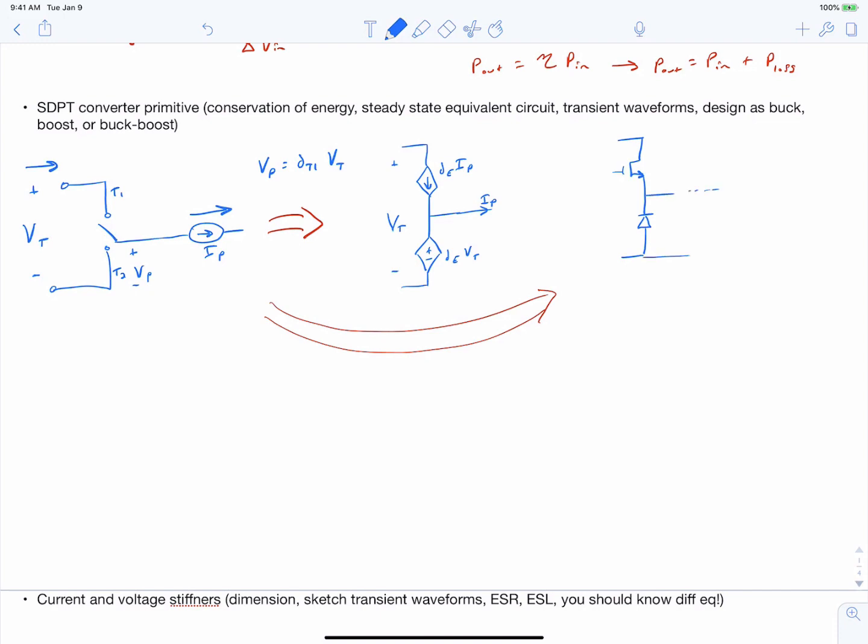And this was the active-passive realization. We've also discussed an active-active realization where both of the devices are active devices. By passive, I mean that we've used a diode.